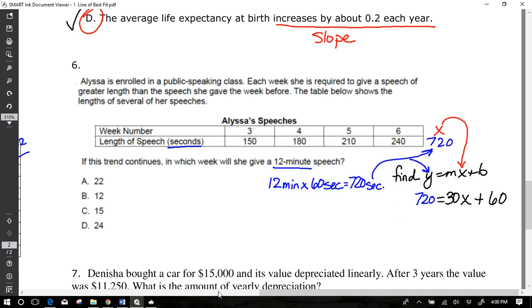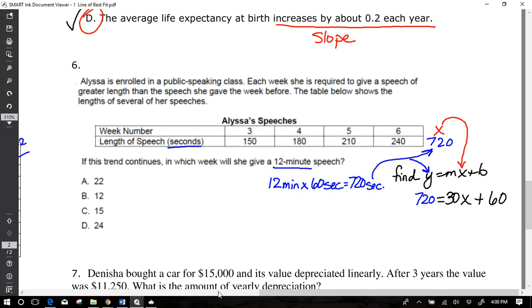Right here is where I kind of stopped for us. So the trick that we had to figure out was that the length of the speech in the table is in seconds, but they asked in which week would she give a 12-minute speech. So I needed to convert minutes to seconds. If I plugged that in the table, I would know that I have 720 seconds. Now I have to answer the question, what is the X value?